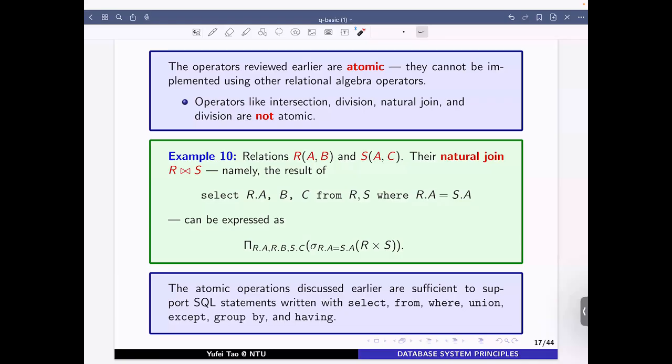So this is the output of this natural join. Speaking about this conversion, this is not an atomic operator, and this operator can be expressed as this expression.